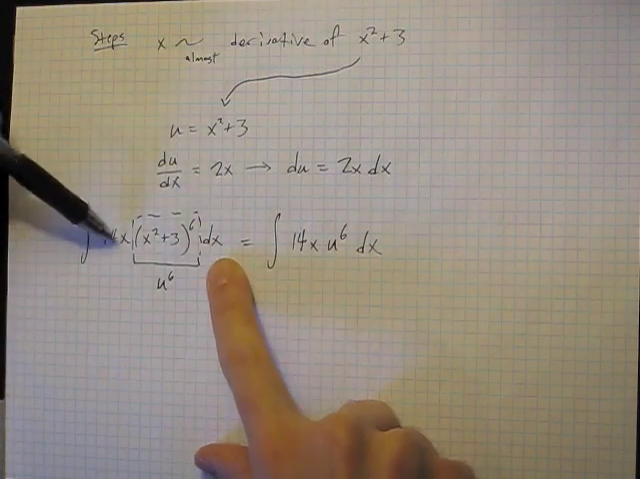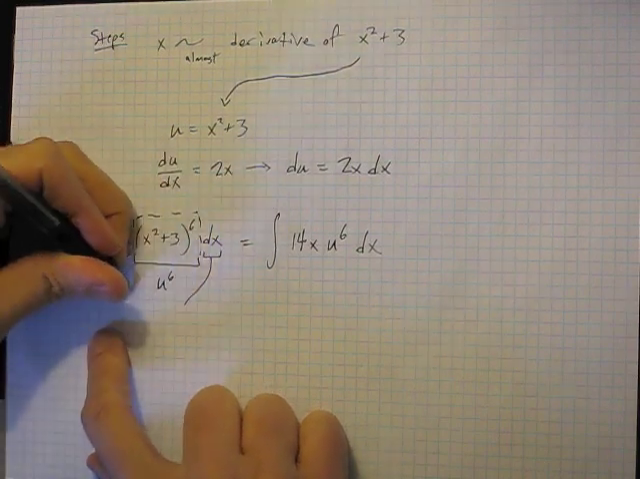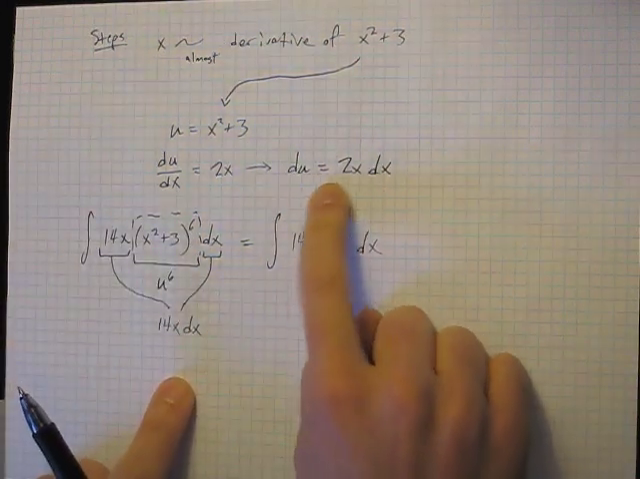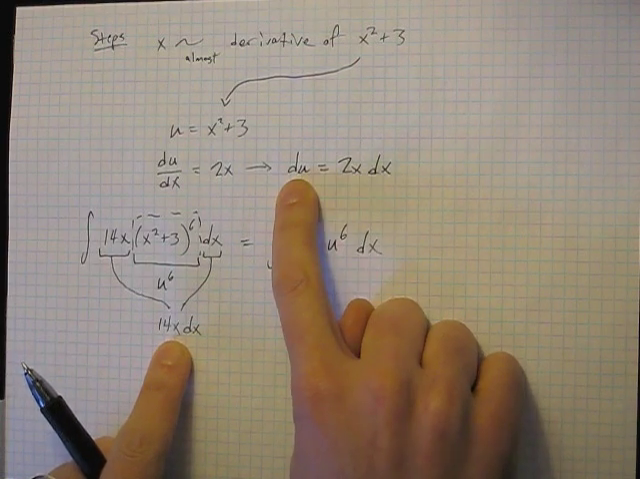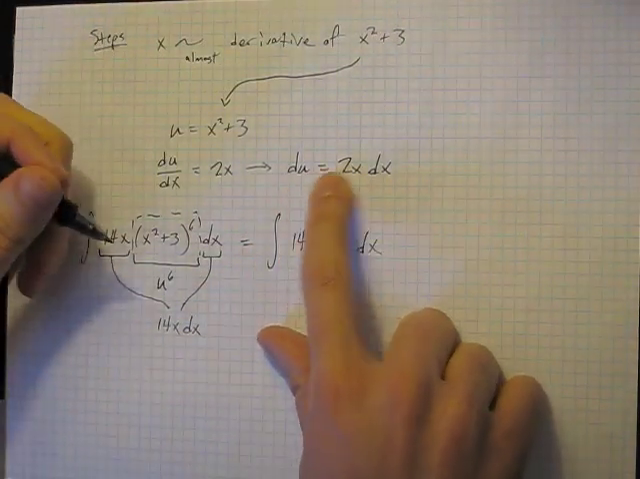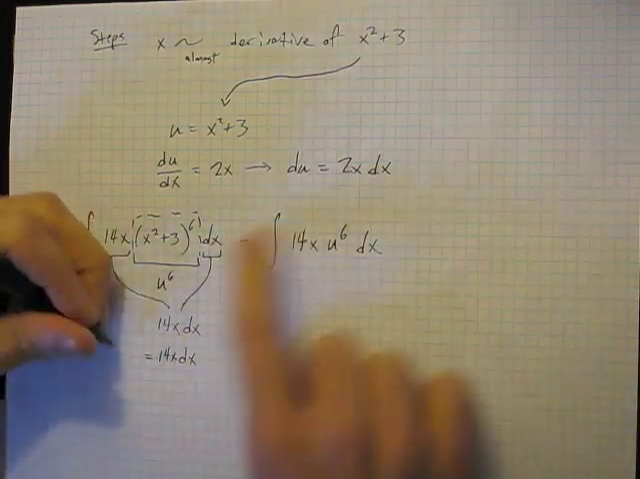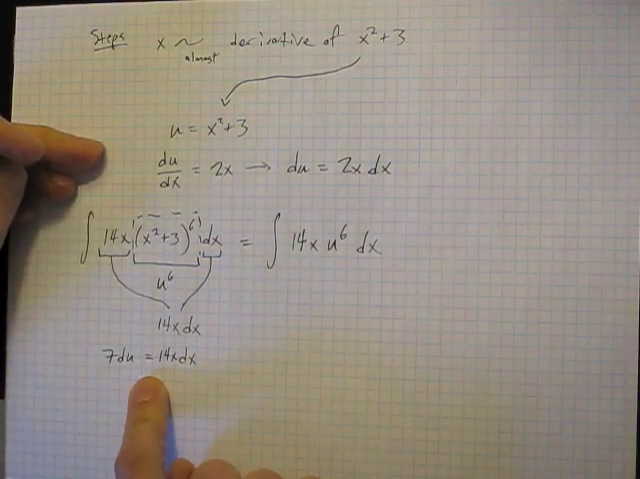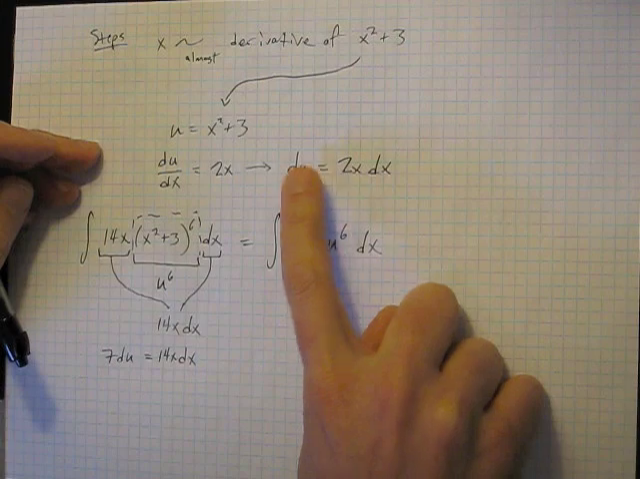Now we want to do exactly the same thing for everything that's left here. So this right here and this right here, they are 14x dx. And here now we look at this equation here. We see that every time we have 2x times dx, that's the same thing as du. So how do we get 2x times dx to look like du? Well, we just multiply by 7. So 14x dx is equal to 7 times du. That comes from this equation right here. We looked at that and said, well, what do we have to do to make that 14x instead of 2x? And we just multiply both sides by 7.